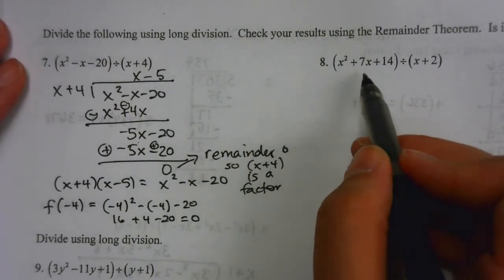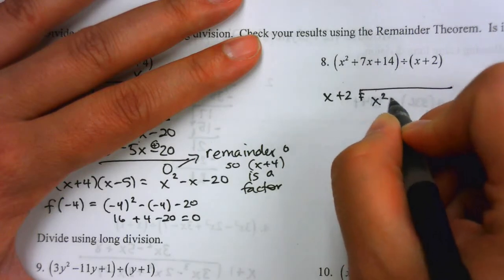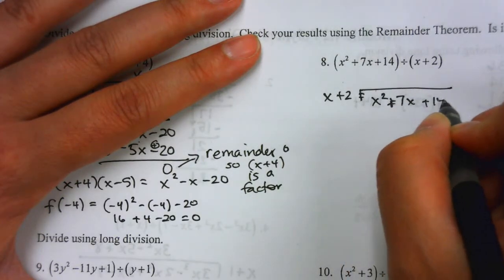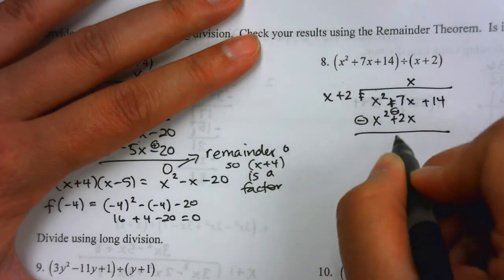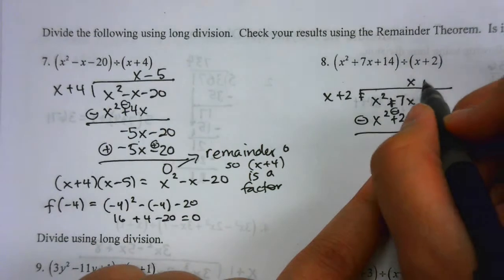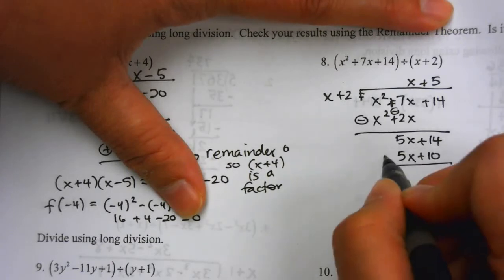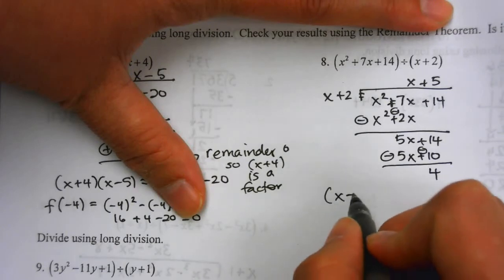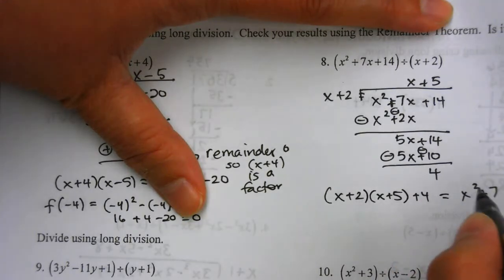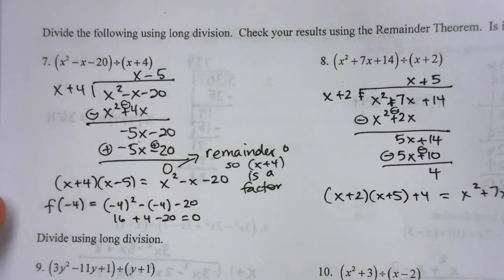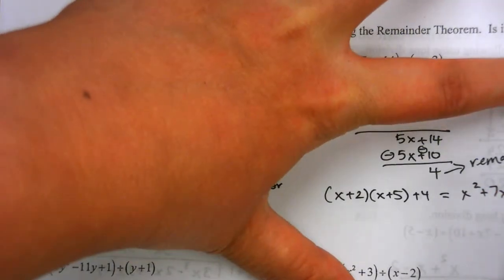We have x squared plus 7x plus 14 divided by x plus 2. Again, I have x plus 2, and we're going to divide that into x squared plus 7x plus 14. I have x squared, I have a 2x. Again, we change the signs. We have 5x plus 14. I'm going to multiply by 5, change the signs, and get a 4. So this time I have x plus 2 times x plus 5, but I have a remainder of 4, to give me the original x squared plus 7x plus 14. Okay, so I have a remainder of 4, so it's not a factor.